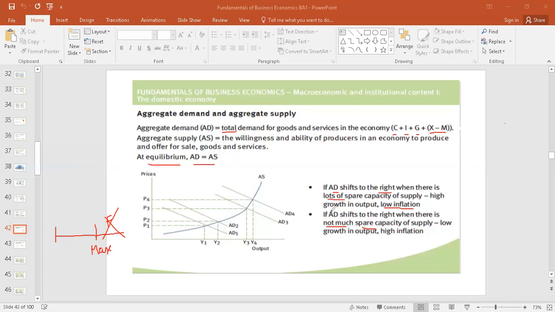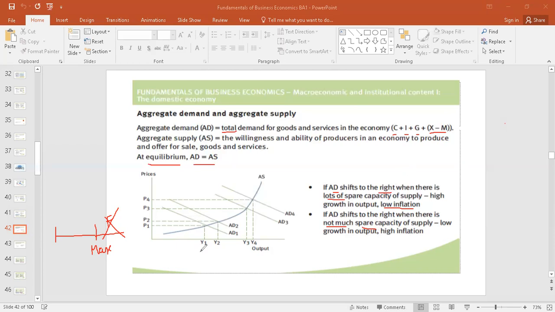So the concept of supply here is that there is low growth in output. Not many goods are available in the economy. So there's scarcity of output, or scarcity of supply. Supply would not be there. So people compete to buy those scarce resources, so the prices rise here. So that is how it is explained.